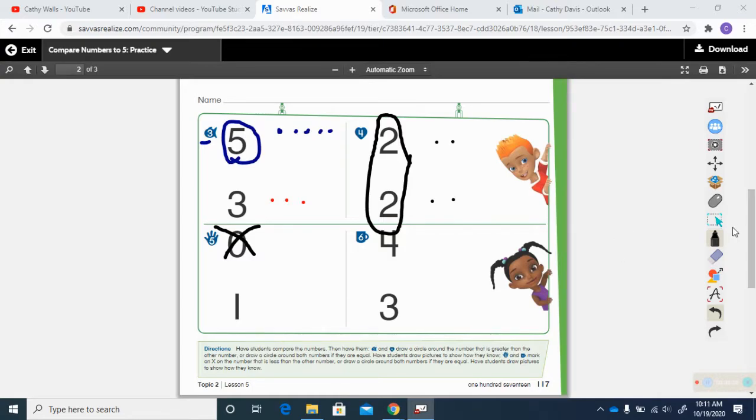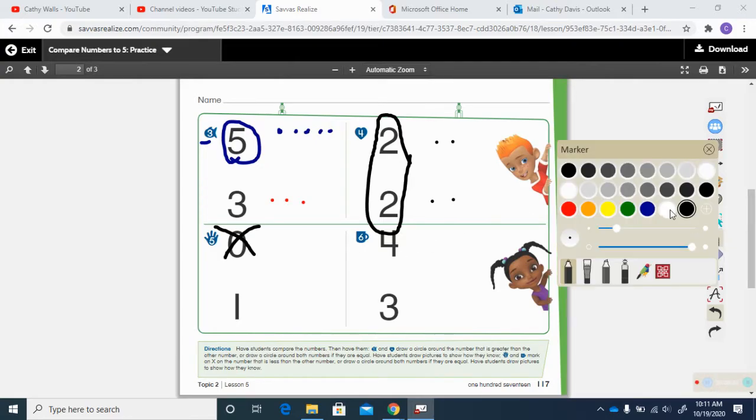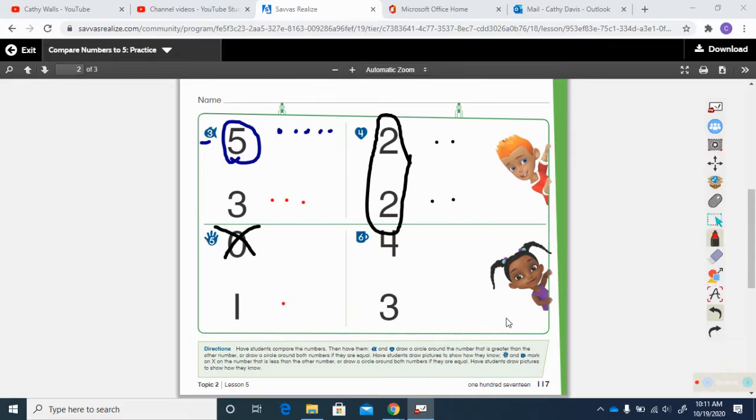Now let's draw our pictures to show how we know that. The 0, how many are we going to draw out here for 0? How many dots? We're not going to draw any, are we? Because 0 means none. And for 1, how many dots are we going to draw? We're going to draw 1 dot. So we can see that 0 is less than 1 because we didn't draw anything for 0.